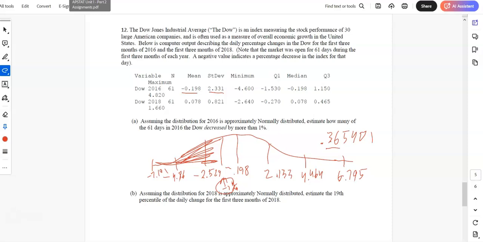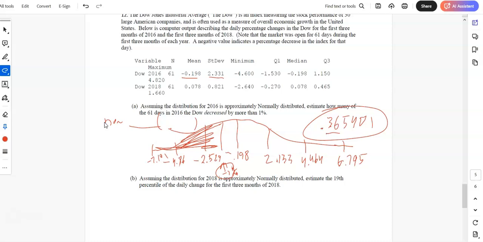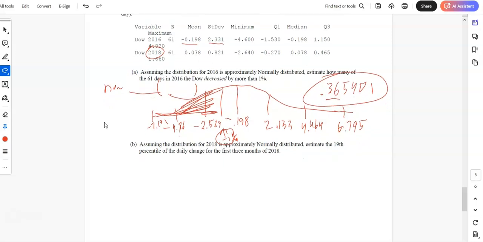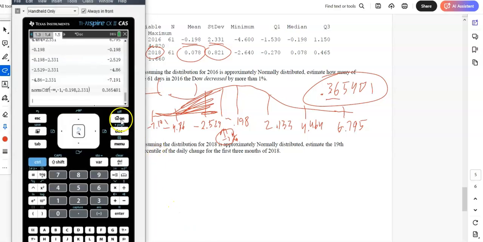Okay, so we've got our answer. You want to show your work, so norm CDF, show the things with the inputs. I'm not going to write it down, but I think you know what I'm talking about there. The standard distribution for 2018, so now we're talking about this one, is norm with the 19th percentile of the daily change for the first 3 months of 2018. Estimate the 19th percentile. We're using this mean and this standard deviation. The command you're going to use is inverse norm, right? And put the percentile in there.